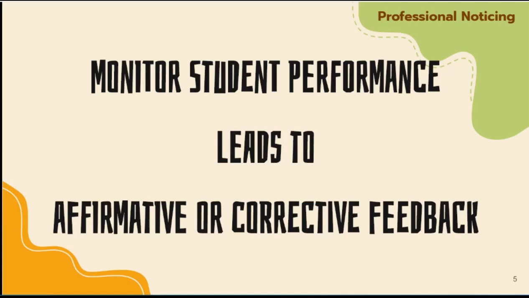So part of what we do as educators, whatever role we have within a classroom setting, we are monitoring students' performance all the time, which leads to how we respond to them, whether it's affirmative or corrective feedback. All of this is done by what we sometimes refer to as professional noticing. That means that we're looking for the small little nuances that tell us whether they really have it, they somewhat have it, they don't have it at all, and they need some additional guidance. So these are the things that we're going to be talking about today.